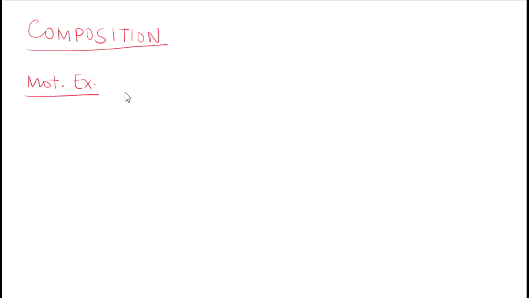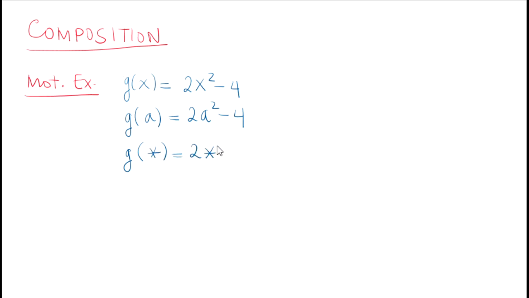Let's assume that g of x is given by 2x squared minus 4. If you want to find g of a, that's going to be 2a squared minus 4, x replaced by a. If you want to find g of, for example, star, that's going to be 2 times star squared minus 4. If you insert bucks into g, that's going to be 2 times bucks squared minus 4.